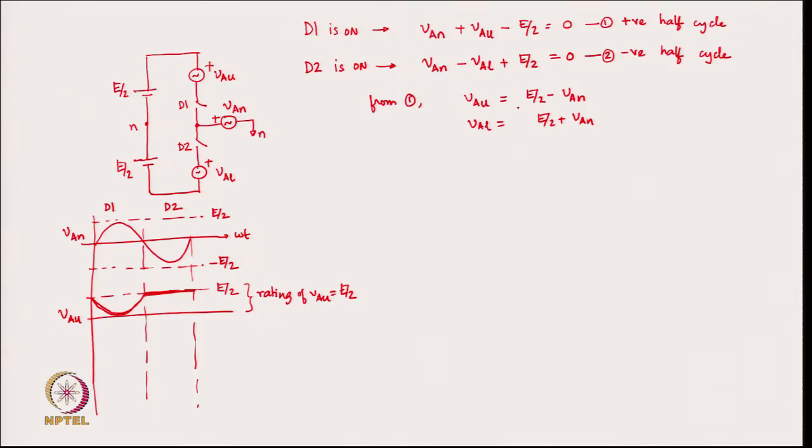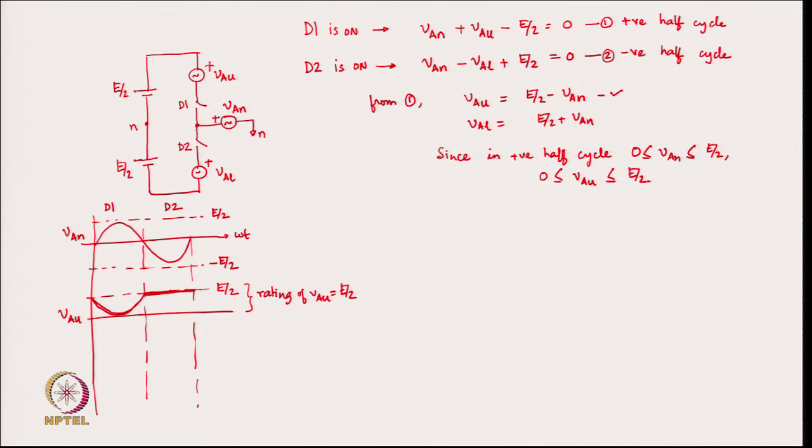Okay. Now, looking into this equation once more, we can also say that the rating of VAU follows from the positive half cycle. Since in the positive half cycle 0 is less than or equal to VAN, which is less than or equal to E by 2, therefore we can say that 0 is less than or equal to VAU, which is less than or equal to E by 2.